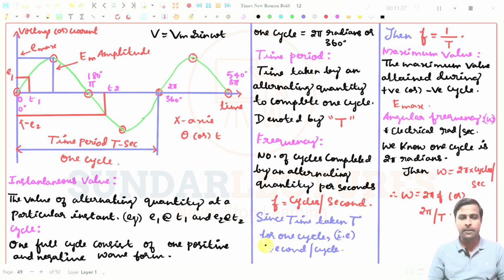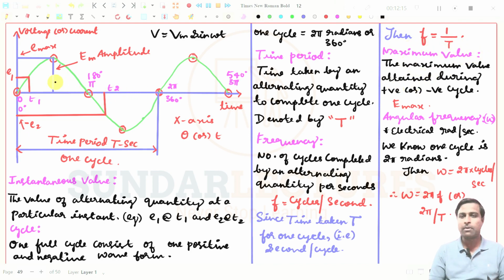Right? You see, the time period for one cycle can be written as seconds per cycle. How many seconds it takes to complete one cycle? That is nothing but seconds per cycle, right? But you see, frequency is cycles per second. Both are inverse in nature, right? So then what we can do? f can be written as 1 by T. Frequency and time taken to complete one cycle will always be inverse in nature. That is what we have written here.